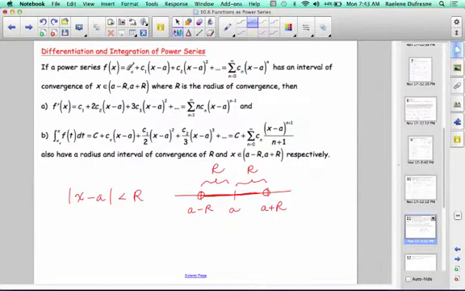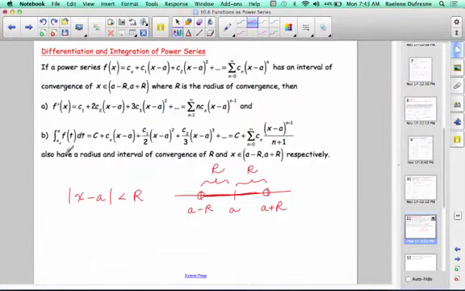So f prime is going to be 0 plus c1 times 1 plus 2 times c2 times x minus a to the 1 plus 3 times c3 times x minus a to the 2. In general, the n will come down and be n times cn times x minus a to the exponent of n minus 1. So we will have the derivative given this way.